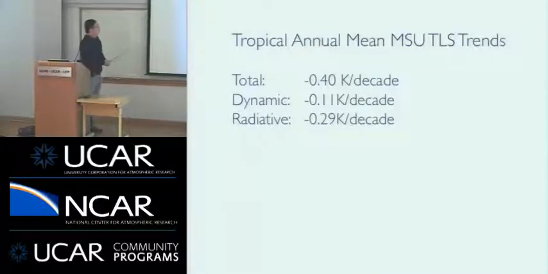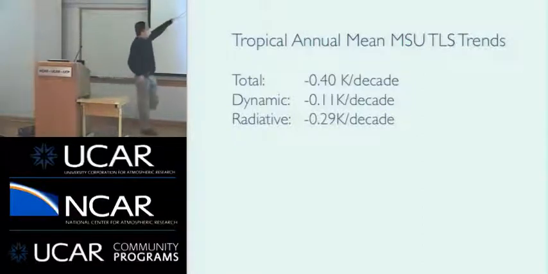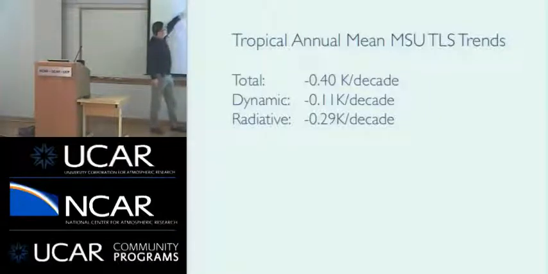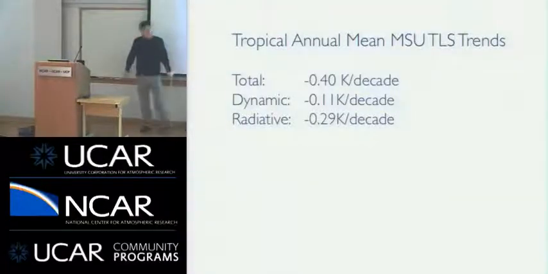Now, after we separate the dynamic part from the radiative part, the tropical annual mean T4 or TLS trend, total, using the reanalysis data, is minus 0.4 Kelvin per decade. The dynamic part is minus 0.1 Kelvin per decade. The radiative part, the difference, is minus 0.29 Kelvin per decade.